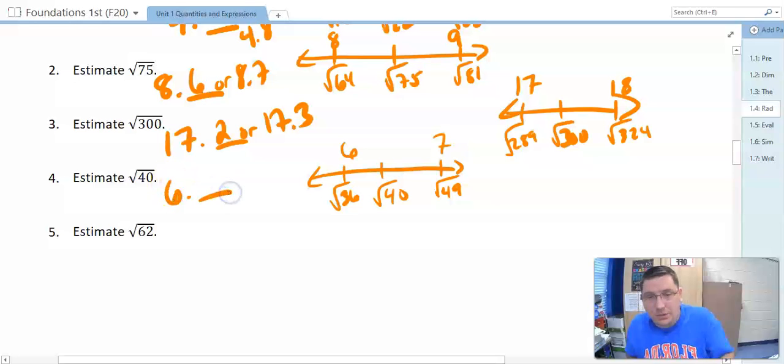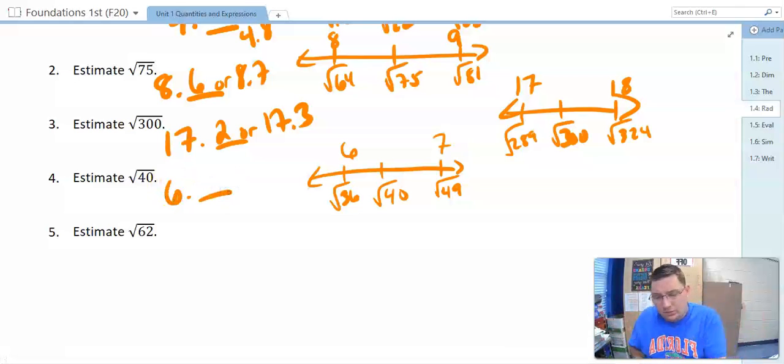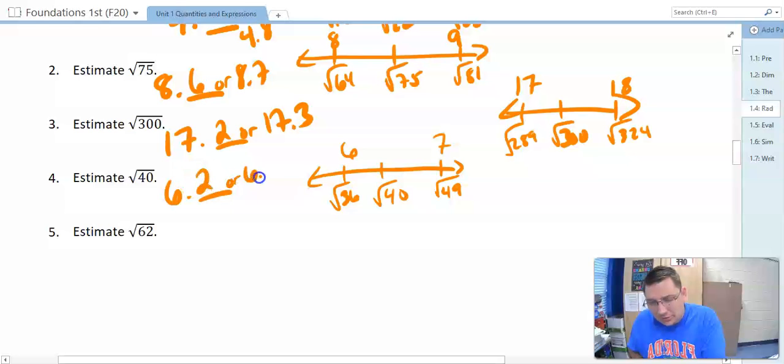6 point something, right? And so which is it closer to? Is it closer to 6 or is it closer to 7? It's closer to 6. So this is going to be about 6.2 or 6.3. It's not quite in the middle, so we're not going to get to like 6.5. All right, last one of these 5.